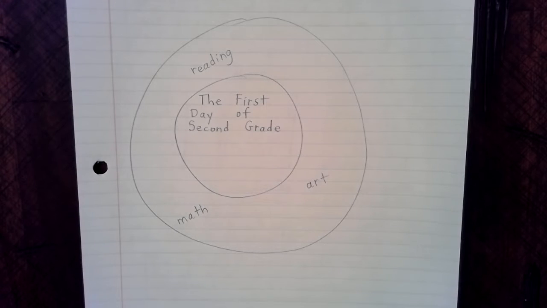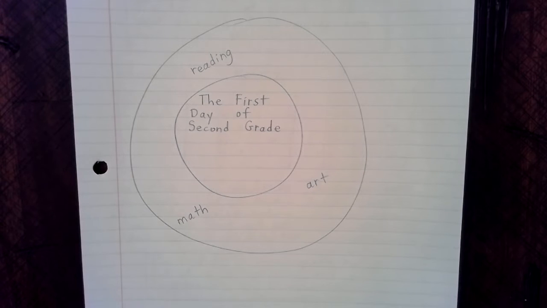Welcome back to a second grade writing lesson. Today we're going to work on recounting an event. We're going to include details to describe actions, thoughts, and feelings. We're going to use transitional words, and we're also going to provide a conclusion.